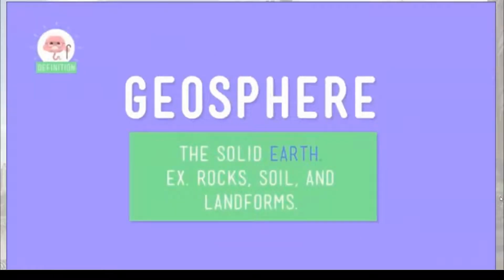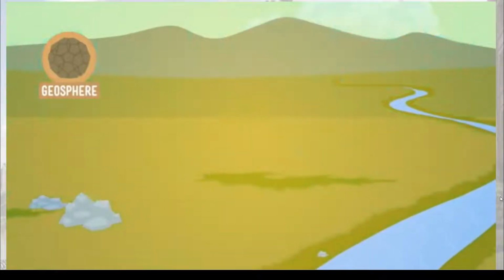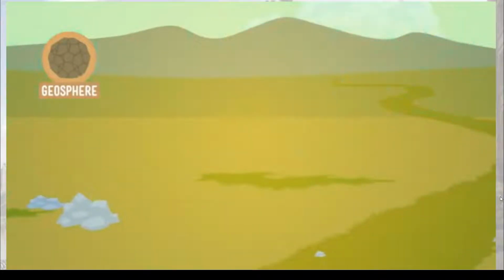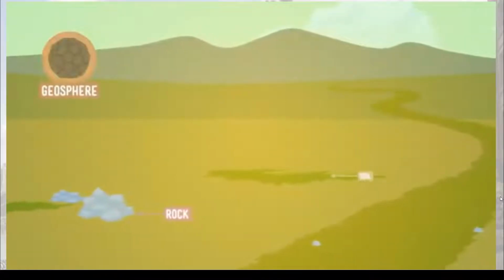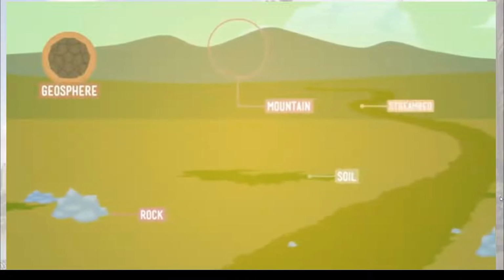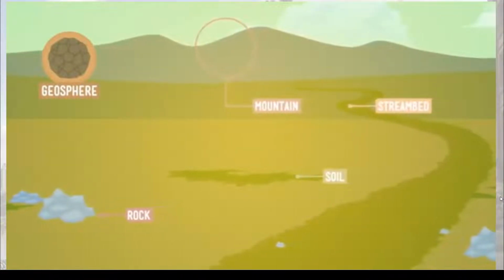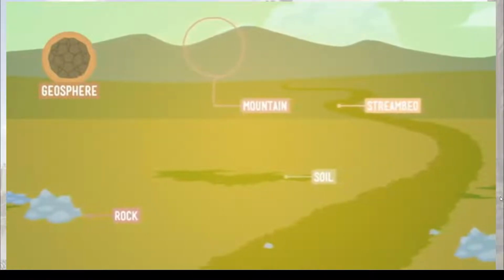Let's start with the Geosphere. We know that there's nothing alive in the Geosphere, so we can rule out all the plants and animals. Water is also part of a different sphere, but we'll talk about that later. When we take away the living things, we're left with all the solid Earth parts of the scene. The rock the bird was standing on, the soil the grass was growing out of, the mountain in the distance, and the bed the stream water flowed through. So what we're left with is the Geosphere. Rocks, soils, and landforms. Got it?